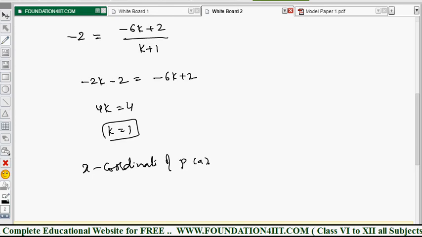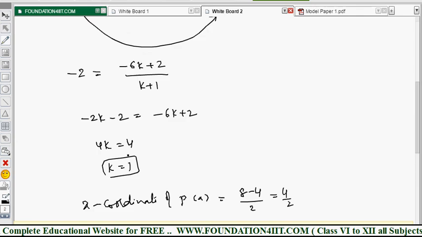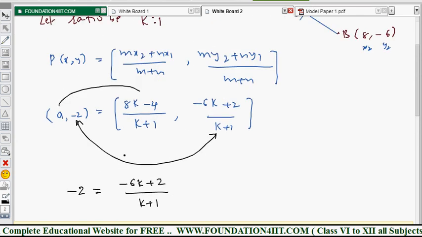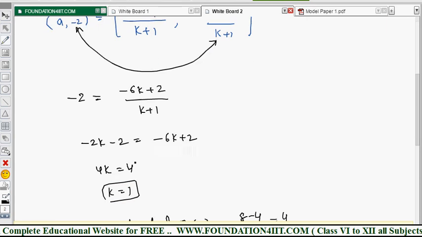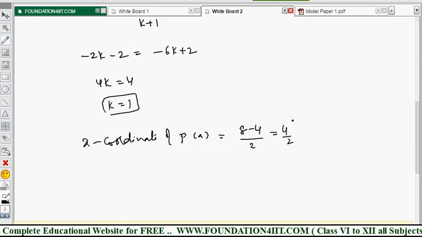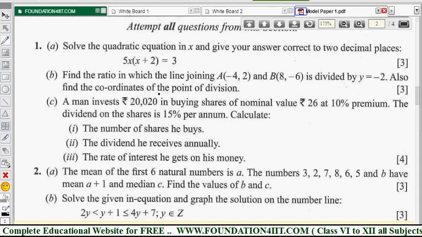Of P, I take it as a, which is 8 minus 4 by 2. Just substitute the value in the expression (8k minus 4) by (k plus 1). K is already 1, so (8 minus 4) by 2 is 4 by 2, which is equal to 2. Then point P is 2 comma minus 2. So the x value is 2 and the y value is given as minus 2. That means P is 2 comma minus 2, the coordinates of the point of division. So the answer is 2 comma minus 2.